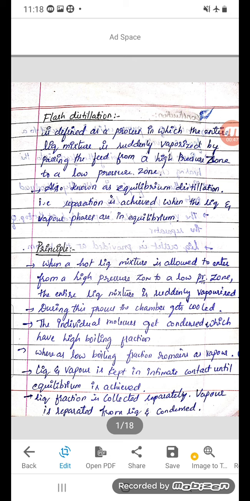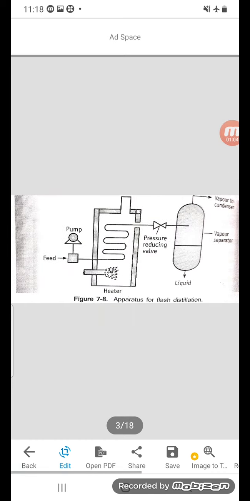This is also known as equilibrium distillation because the phase separation of the liquid and vapor takes place in equilibrium. So it is also called equilibrium distillation and also called flash distillation. Next is the principle. You can see the diagram here.